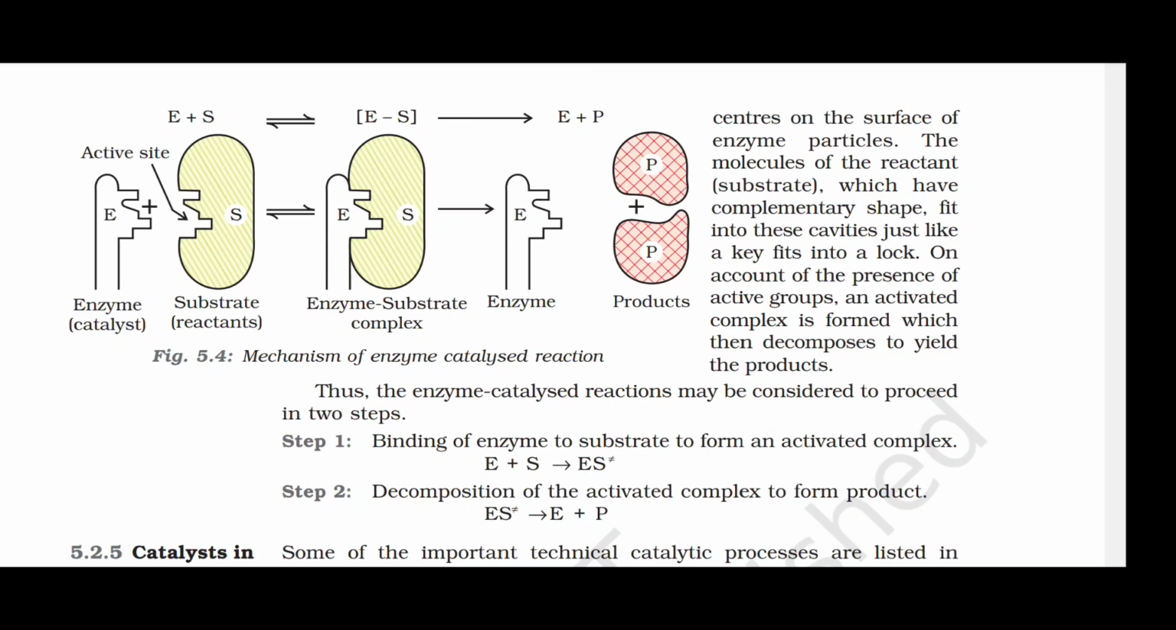मतलब enzyme plus substrate क्या दे देगा, enzyme substrate complex. Second, decomposition of the active complex to form product. तो यही एंजाइम सबस्ट्रेट कॉम्प्लेक्स टूटेगा और वो क्या दे देगा, एंजाइम को अलग कर देगा एंड प्रोडक्ट फॉर्मेशन कर देगा.